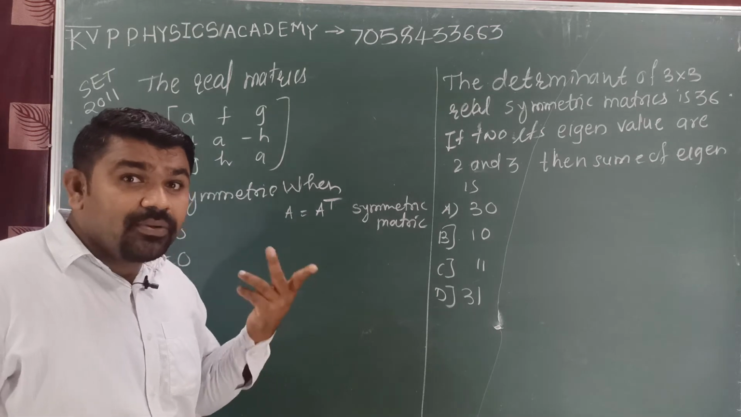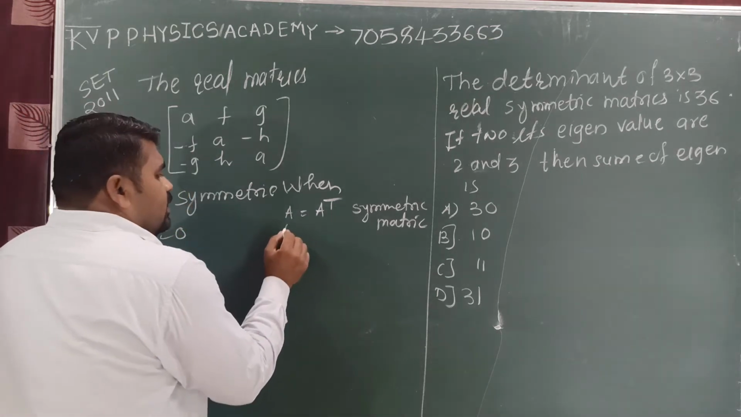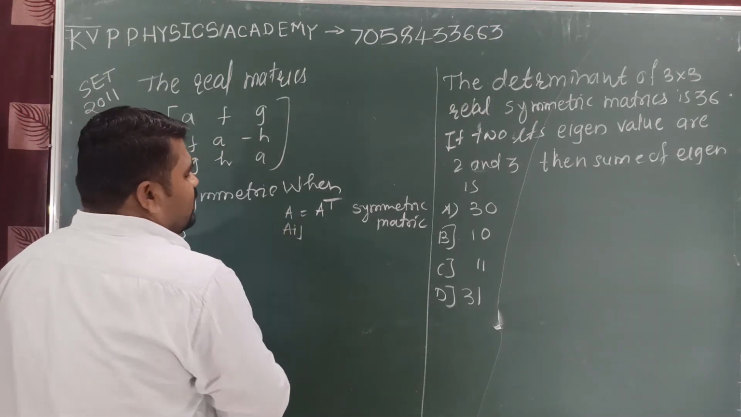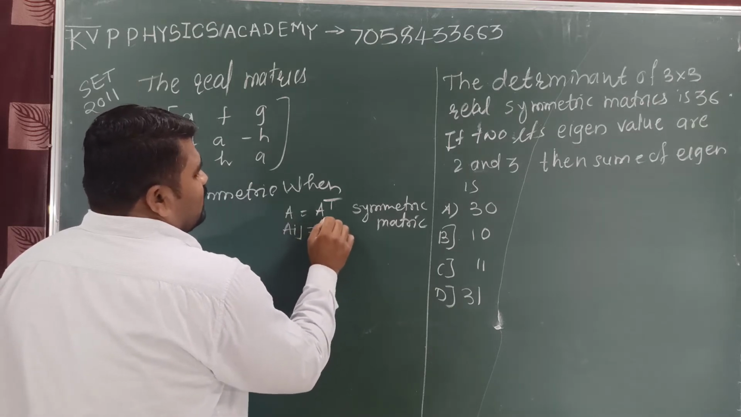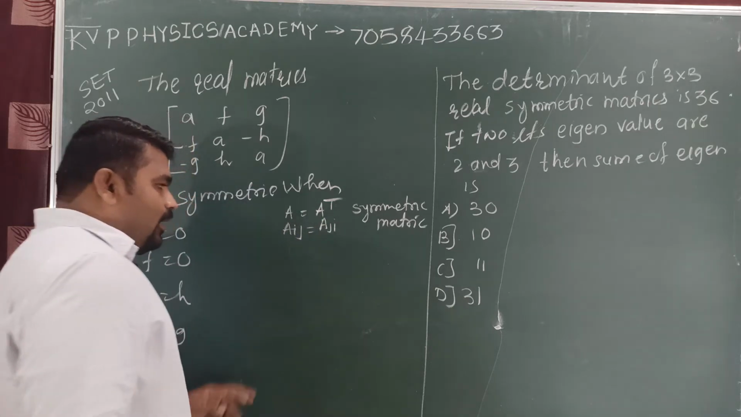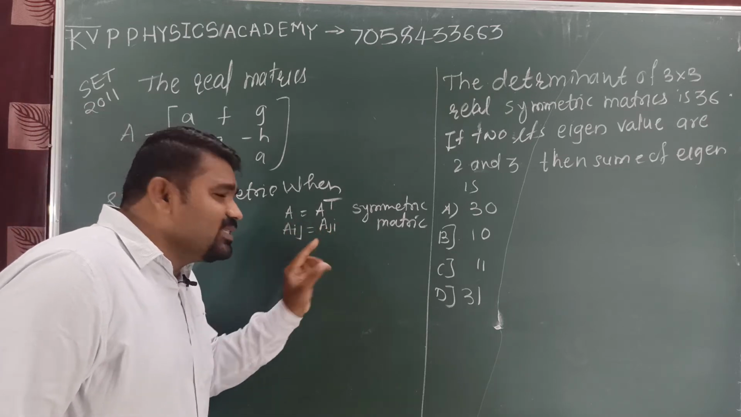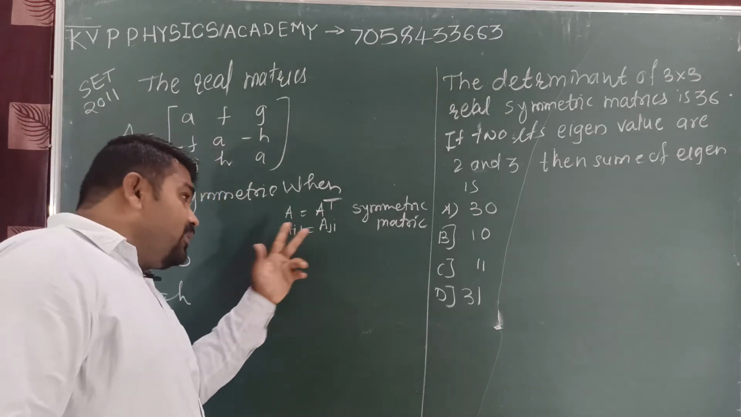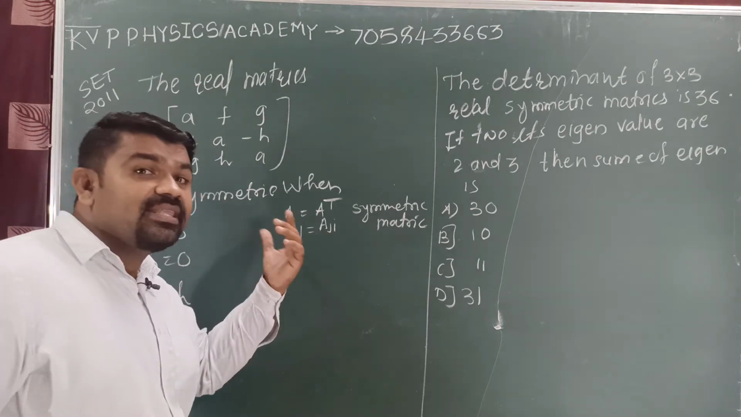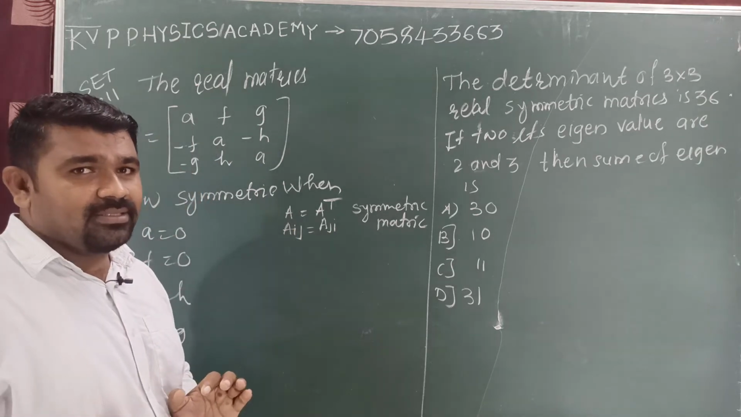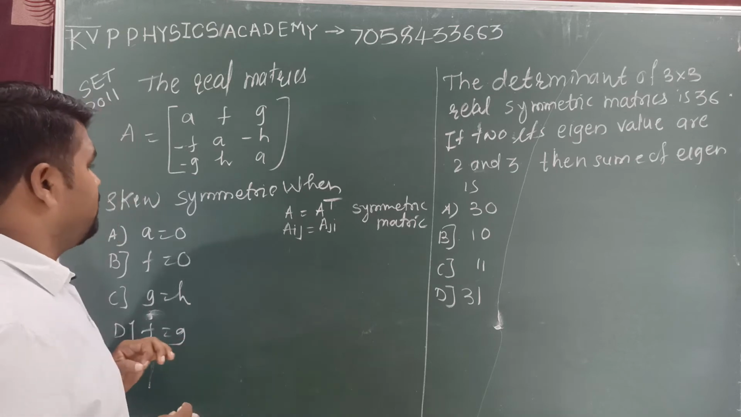What is the difference between A and A transpose? Here the ith row and column are converted into column and row. Here a row is converted into column and column is converted into row. Again we are getting the same matrix, then we can say this one is a skew symmetric matrix.